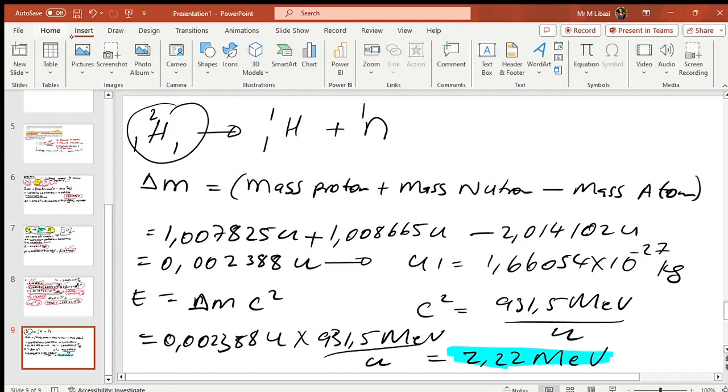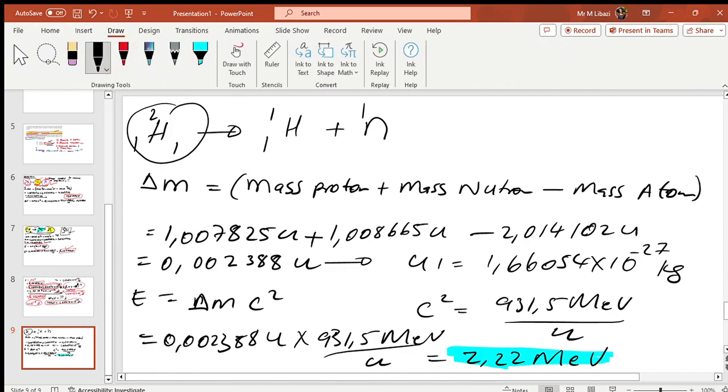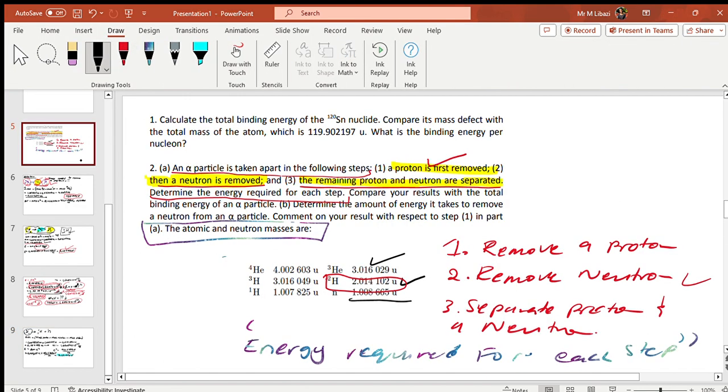So from here, the question said the remaining proton and neutron are separated, and then from there, determine the energy required for each step. We have done that. Then compare your results with the total binding energy of an alpha particle. Compare, it says now compare your results with the total binding energy of an alpha particle, right?